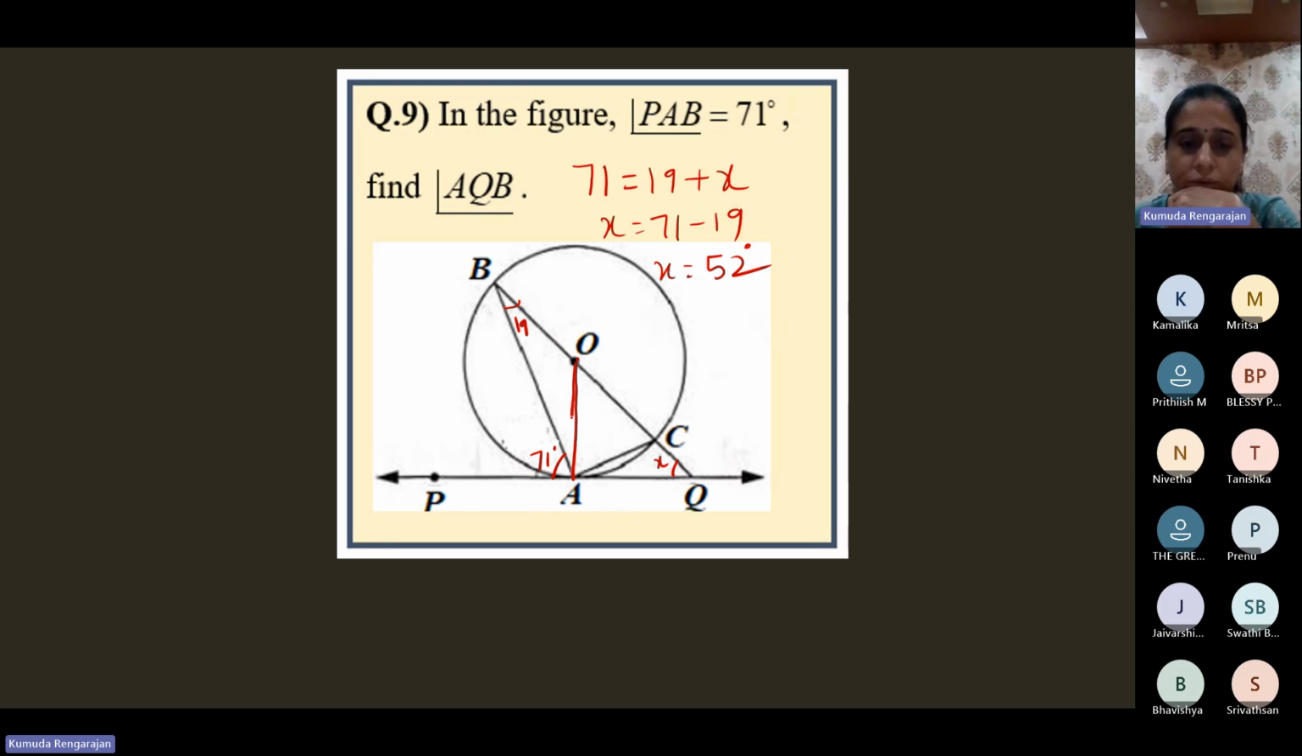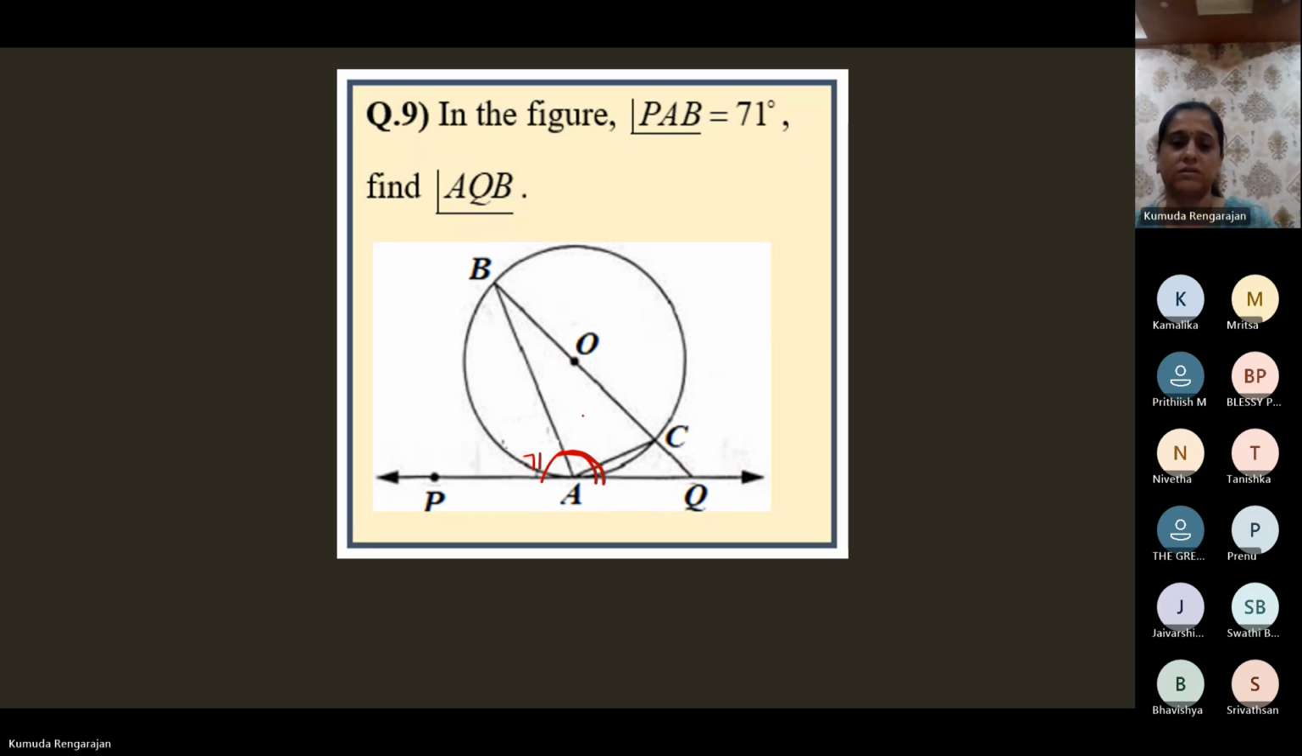So join OA, 71 given, 90, 90 minus 71, 19. Isosceles triangle. So this is also 19. Then exterior angle property. See, if exterior angle property does not occur to you, then you can anyways do it like this. This is 71, no? So you can find this by linear pair. And you got this one is 19 degrees.